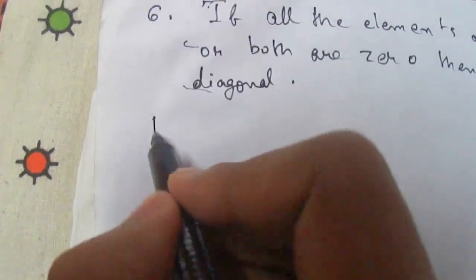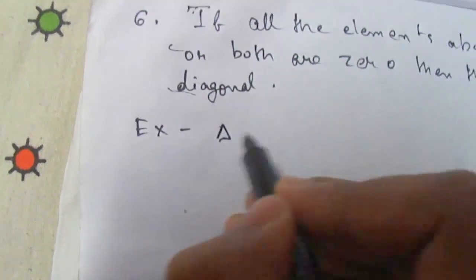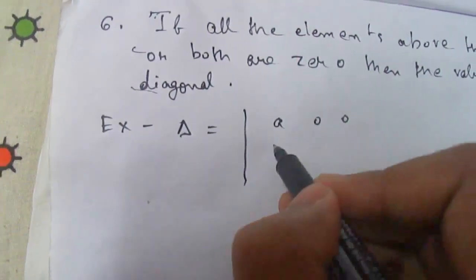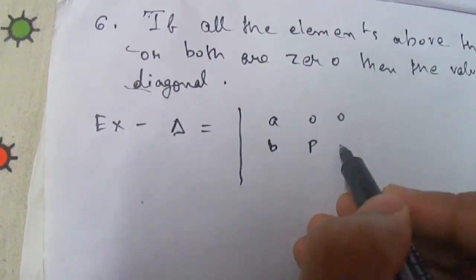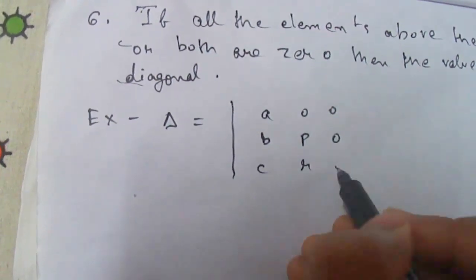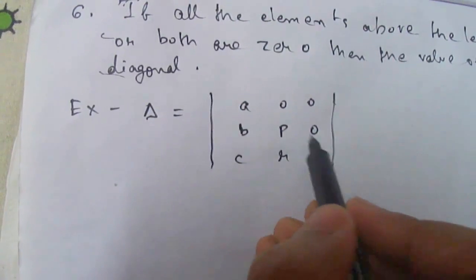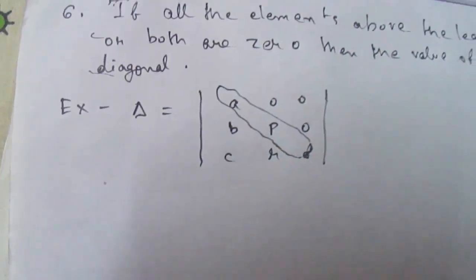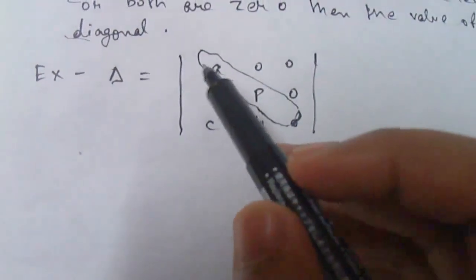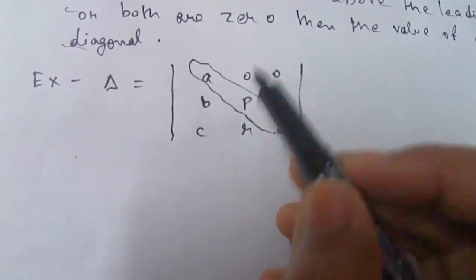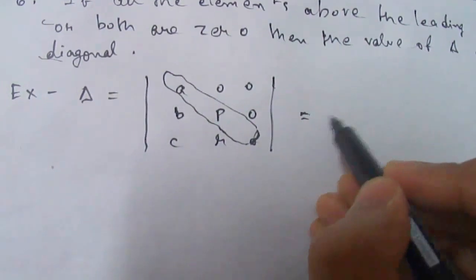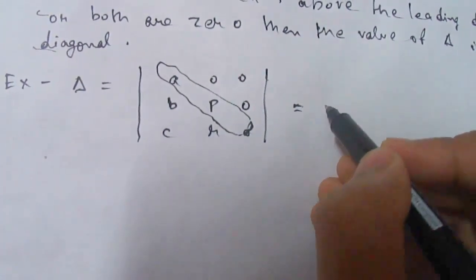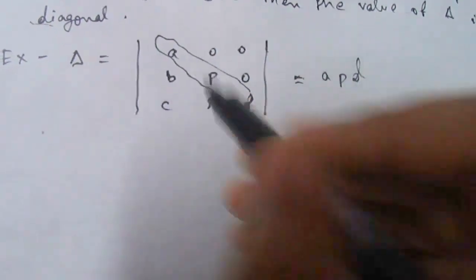So let us see an example. Example: del with rows a, 0, 0, b, p, 0, c, r, d. So this is our leading diagonal, from the left side to the right side. We see that the elements above our leading diagonal are 0. So the value of the determinant will be the product of the principal diagonal elements, so a, p, d is our value for the determinant.